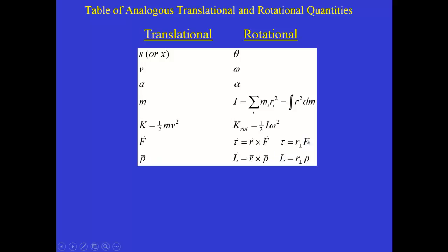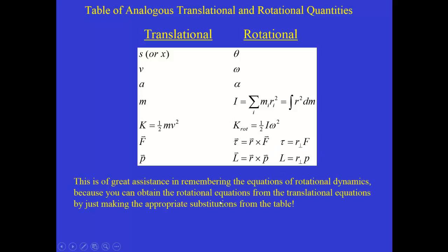And notice that if we're just concerned with the magnitudes of these two quantities, we can often write the tau, the torque magnitude, as F times r perpendicular. And in the same way, we can write the magnitude of angular momentum as p, linear momentum, times r perpendicular. And that r perpendicular depends on where the axis is located. And as I've mentioned several times in class, I hope that thinking about these rotational quantities like this will assist you in remembering the definitions of those quantities and where they fit into various equations for rotational dynamics.